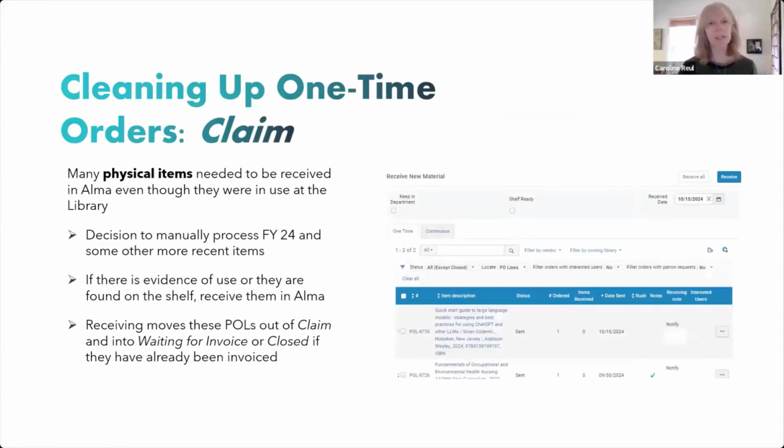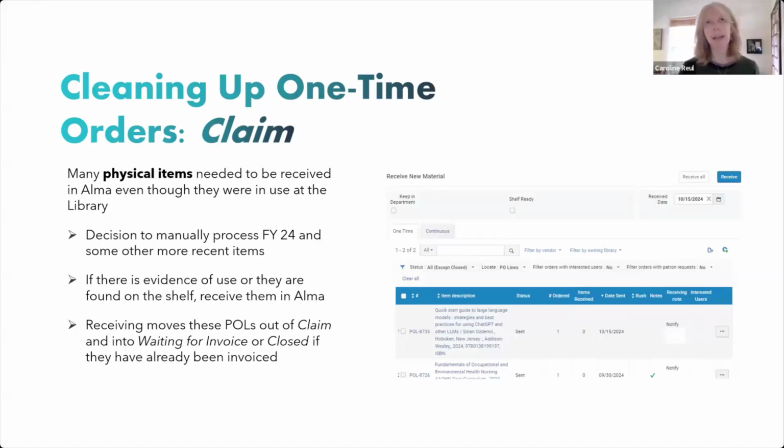I think Rachel mentioned this earlier, but a lot of items had already been in use in the library. They were brought in and not received through Alma. So I wanted to manually process all the ones from fiscal year 24 and maybe a few more recent FY23 items in certain collecting areas for us.